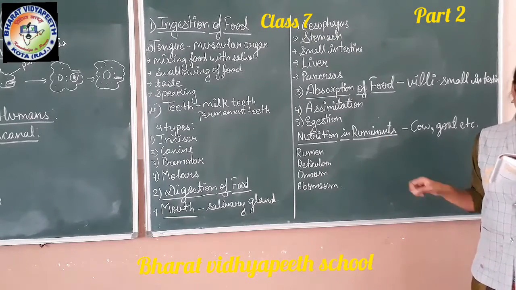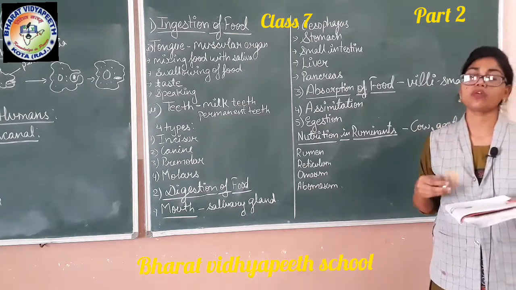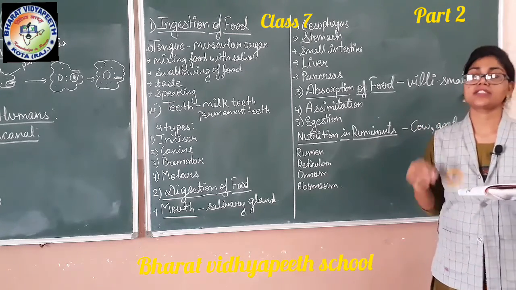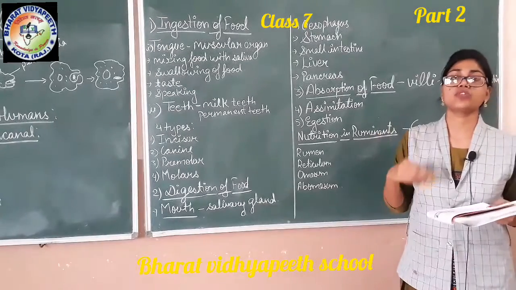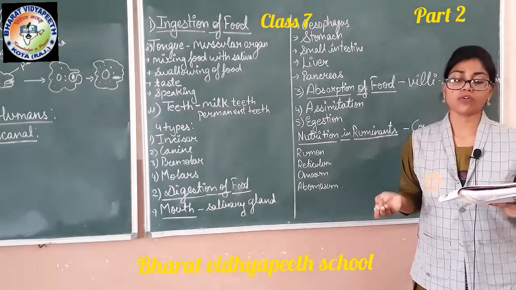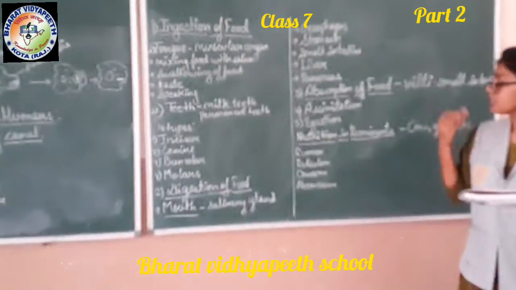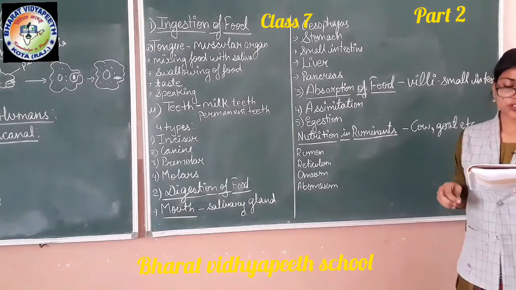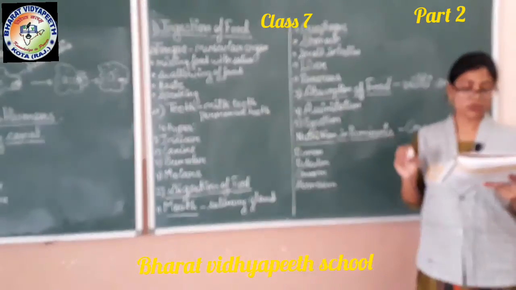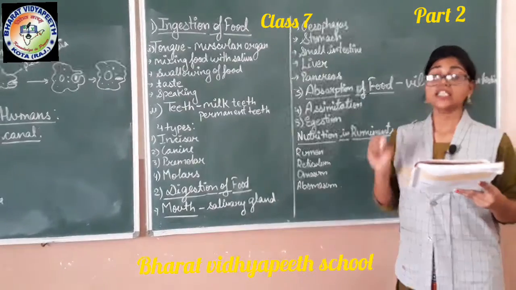What happens in ruminants? In this, the food is partially digested. When they take the food through the mouth, the food moves towards the stomach. Then the food is partially digested in the stomach. Then it comes out of the stomach and again reaches the mouth for the digestion process again. The partially digested food is known as cud, C-U-D, cud.